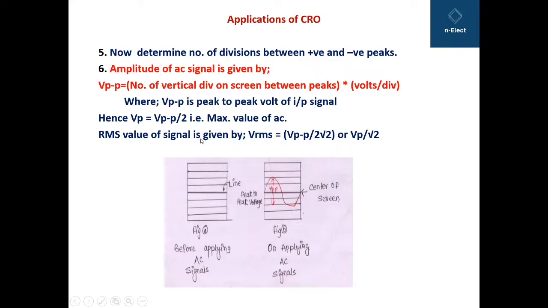RMS value of the signal is given by V RMS, that is root mean square value, is equal to VPP upon 2 root 2. Or since VPP is nothing but VP into 2, or VP is equal to VPP upon 2, we can replace this VPP by VP and we can get it's equal to VP upon root 2.